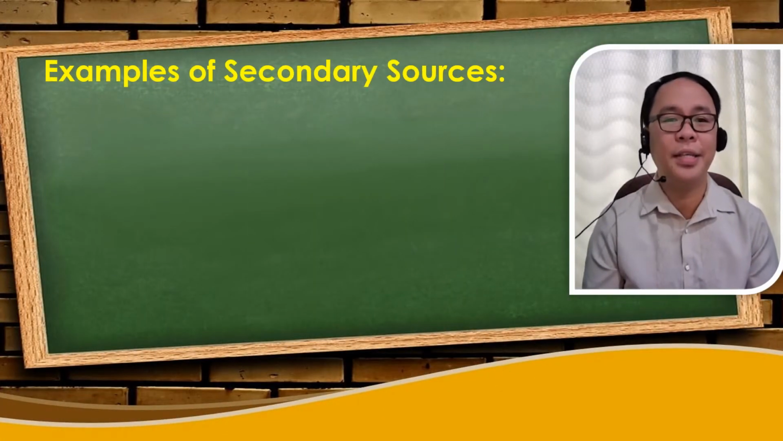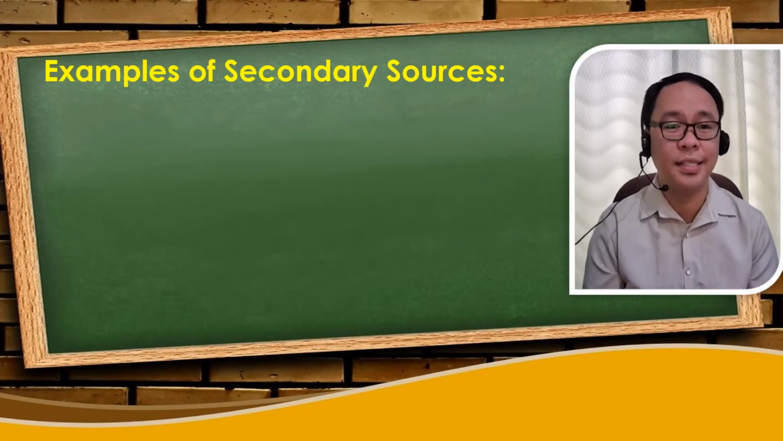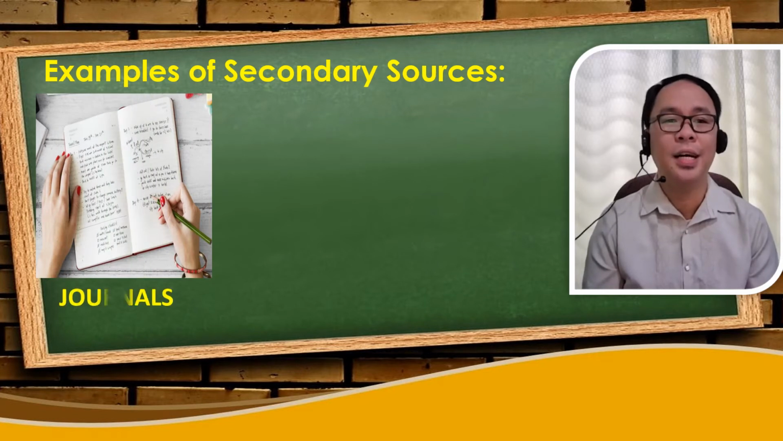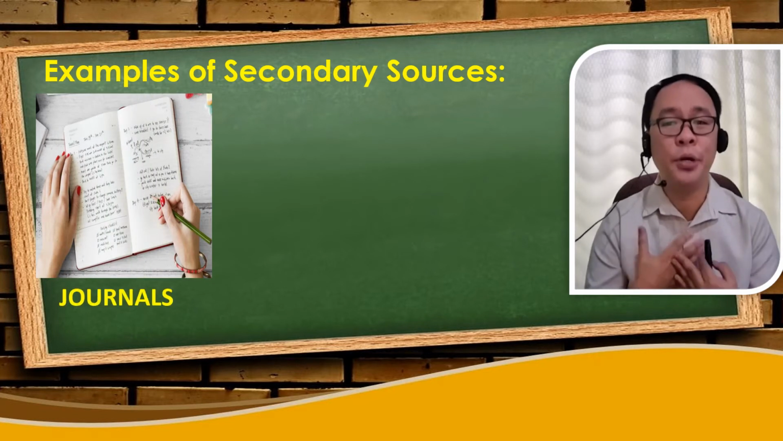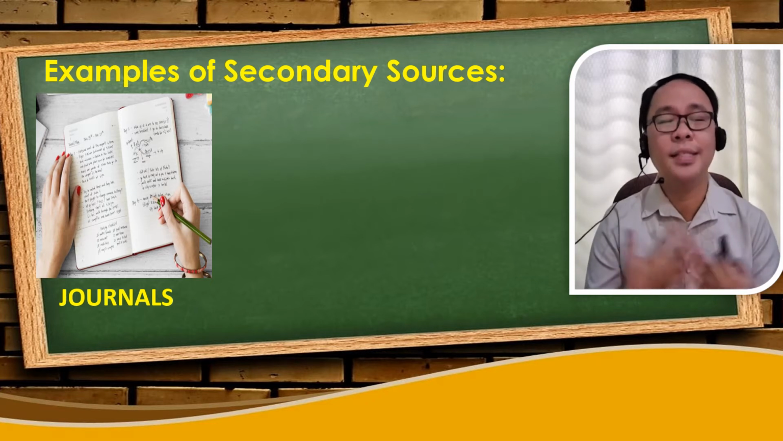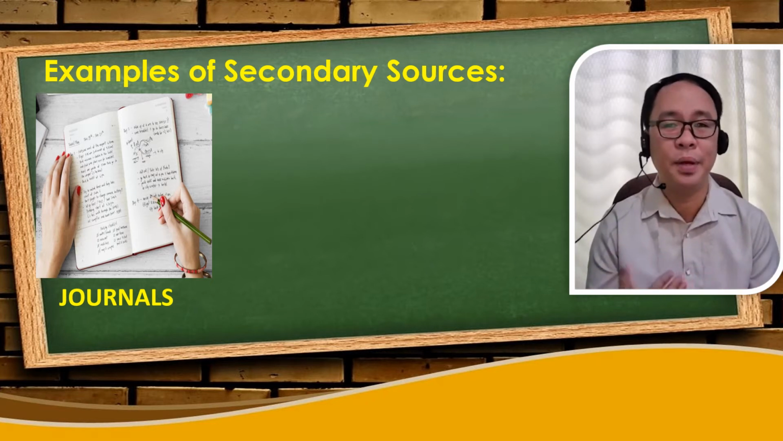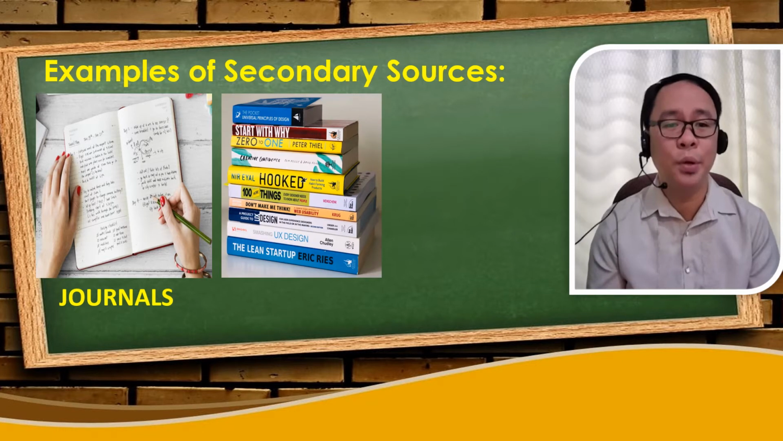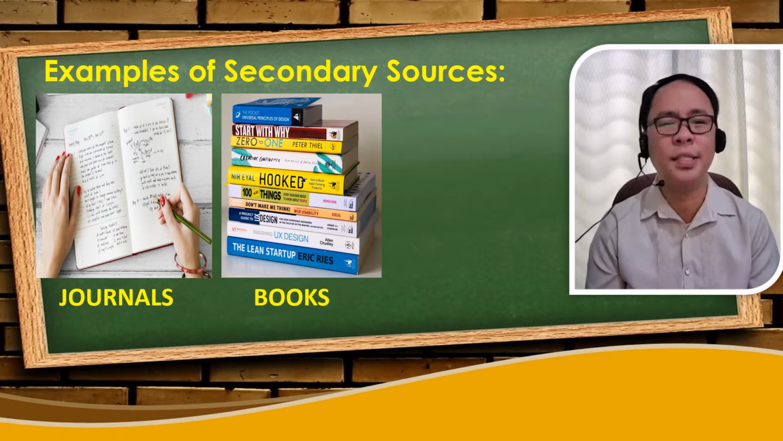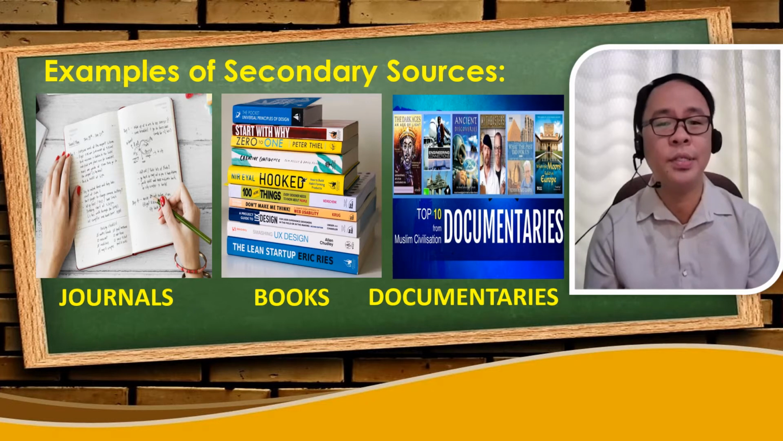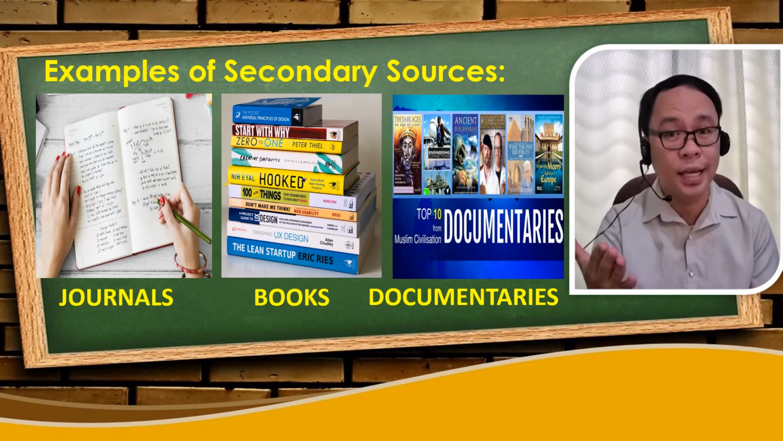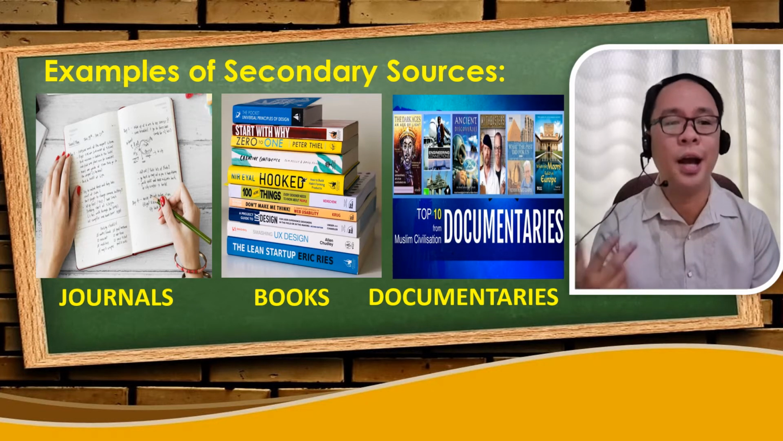Here are other examples of secondary sources. We have a journal. A journal is a daily record of news and events of a personal nature. One example of this is a diary. We have also books. A book is a written or printed work consisting of pages that contain different subjects and topics. We have also documentaries. Documentaries consist of official pieces of written, printed, or other matter.